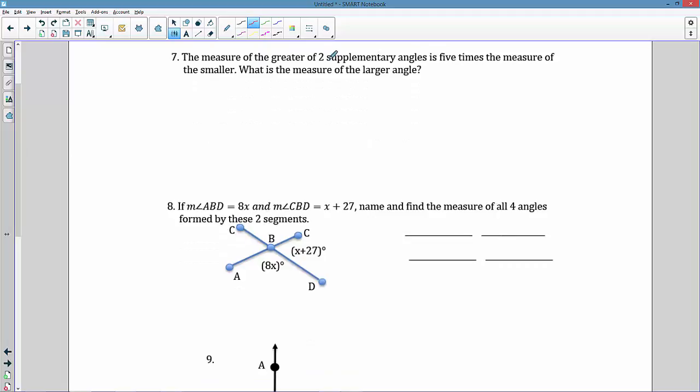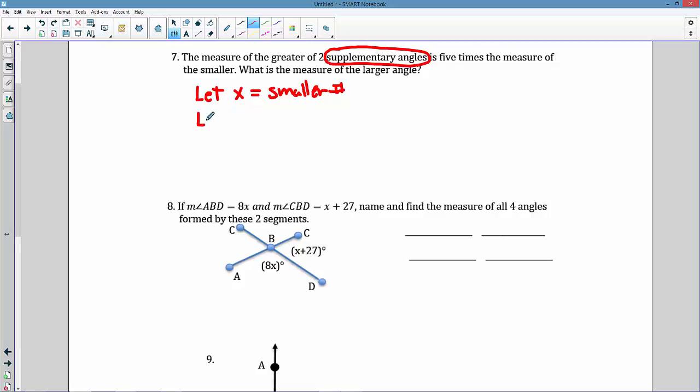The measure of the greater of two supplementary angles is 5 times the measure of the smaller. What's the measure of the larger angle? So we covered this in class. You have to do a let statement. The only thing that's not algebra 1 here is this. Everything else is algebra 1. Let x equal the smaller angle.